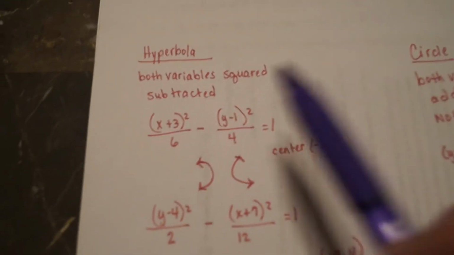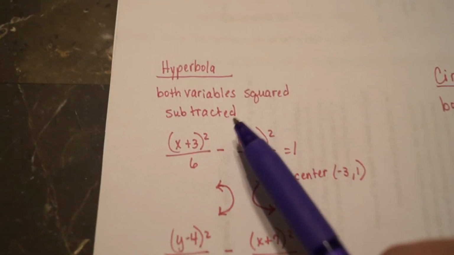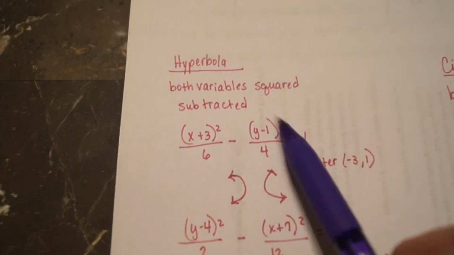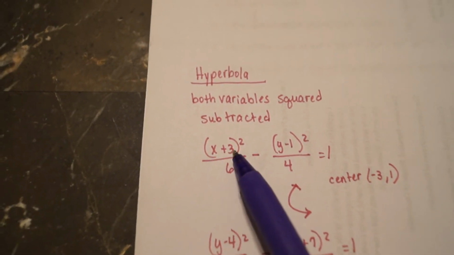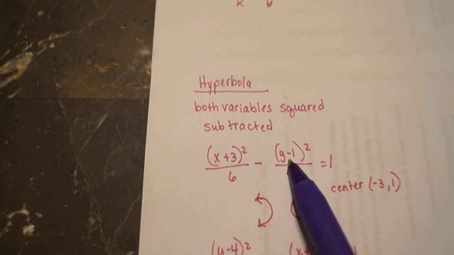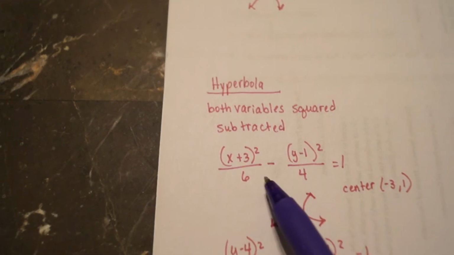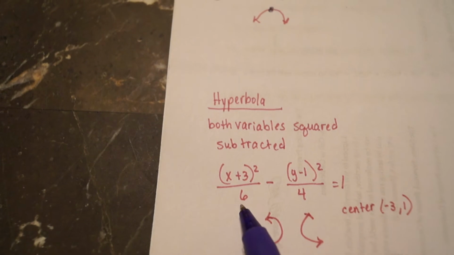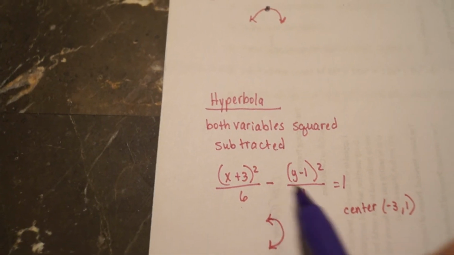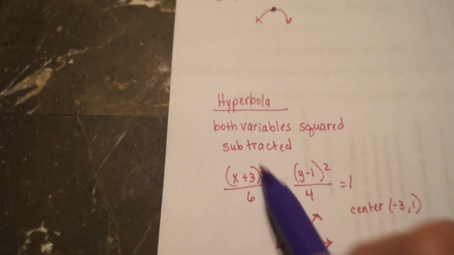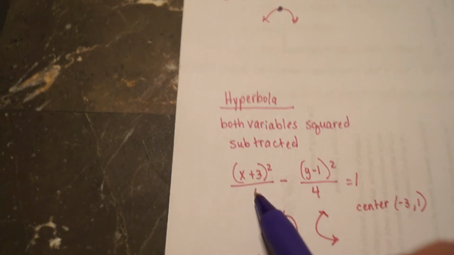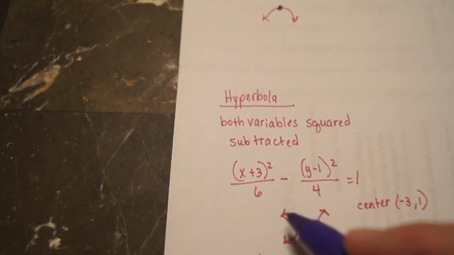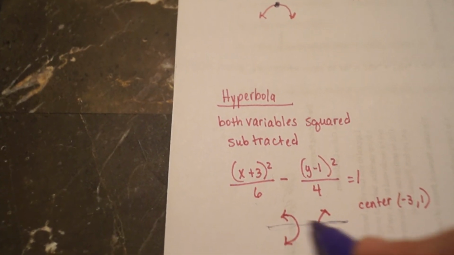For a hyperbola, both variables are squared and the two things are subtracted. So here's an example here with the subtraction, both squared. This one's center is -3, 1. And its bigger number, this part is a little tricky. This one has a 6, this one has a -4. So the bigger number is always going to be the one in front because this one is positive and the second one is negative. So this one opens just like an ellipse along the x-axis.